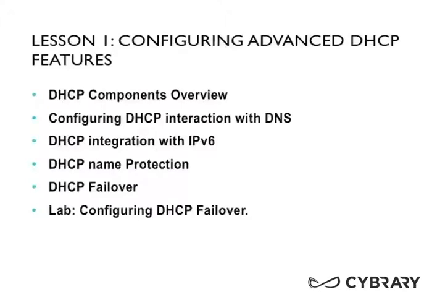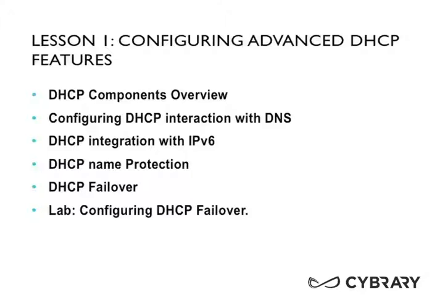Let's look at advanced DHCP. Lesson 1 is configuring advanced DHCP features. We're going to look at a DHCP component overview. Then we're going to look at configuring DHCP interaction with DNS. We're going to look at interaction of DHCP with IPv6. Now we have DHCP version 6. We also have DHCP version 4, which most people are familiar with, but we also have DHCP version 6.